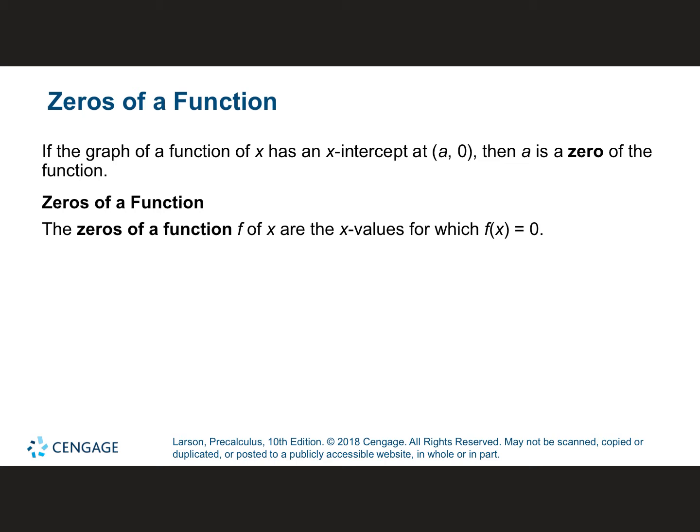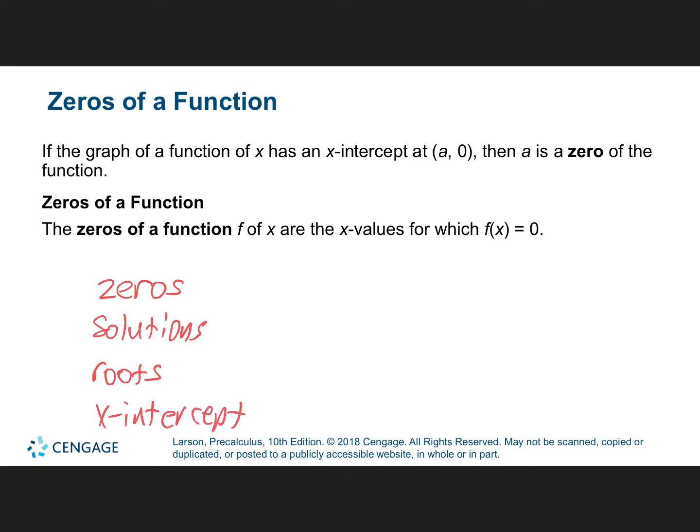But when we talk about zeros of a function, does anybody know what that means? Don't read it to me. It's the x values for which f of x equals 0. What does that mean? Zeros. Write this down. Zeros, solutions, roots, x-intercepts. Those all mean the same thing.